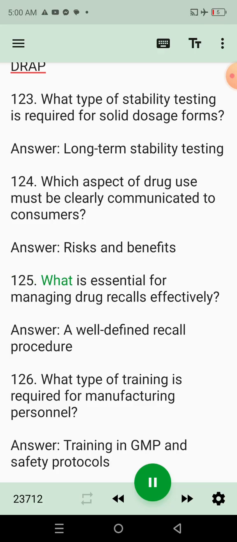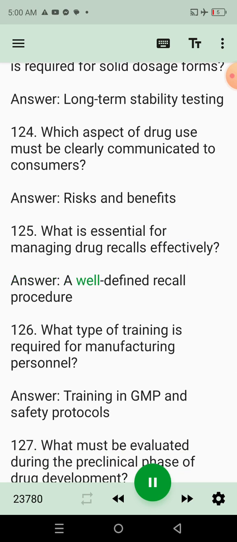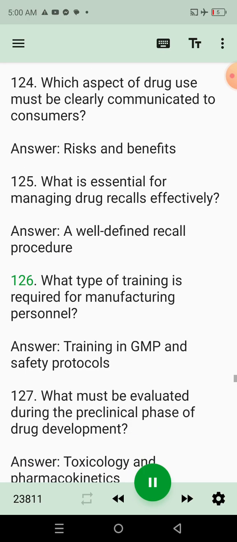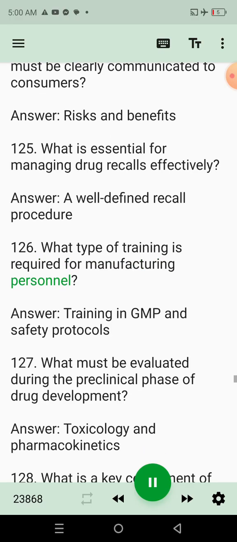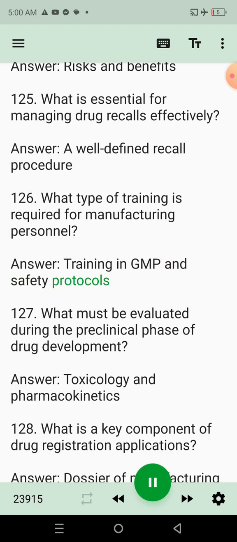125. What is essential for managing drug recalls effectively? Answer: a well-defined recall procedure. 126. What type of training is required for manufacturing personnel? Answer: training in GMP and safety protocols.